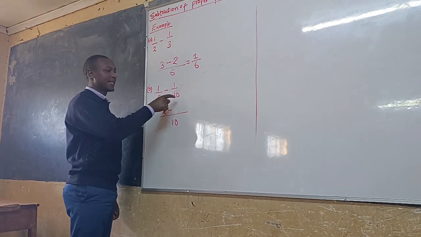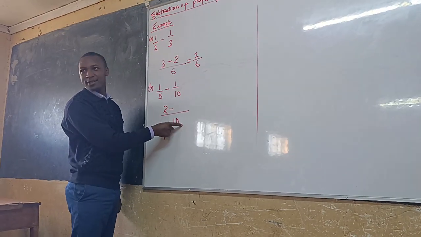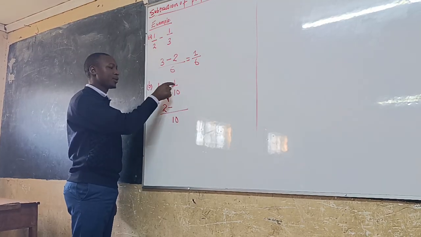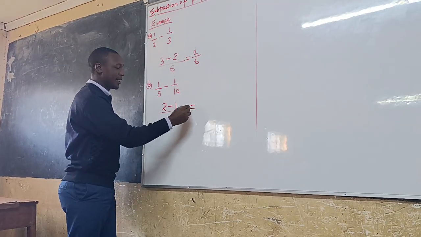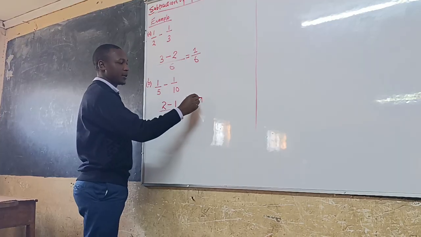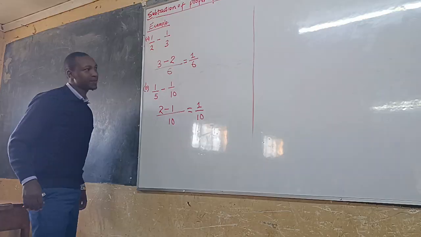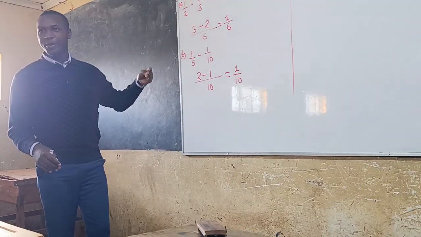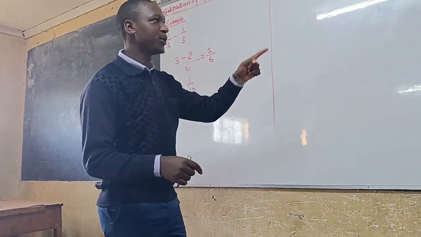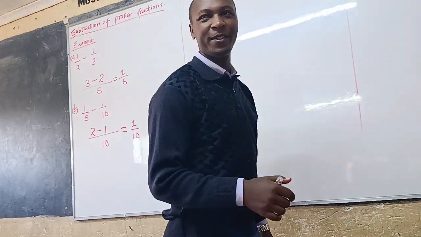How many times does 10 go to 10? 1. So 1 times 1? 1. And the answer is 2 minus 1 is what? 1 out of what? 10. Very good. So, maybe I can use that other method to do here, just for revision.